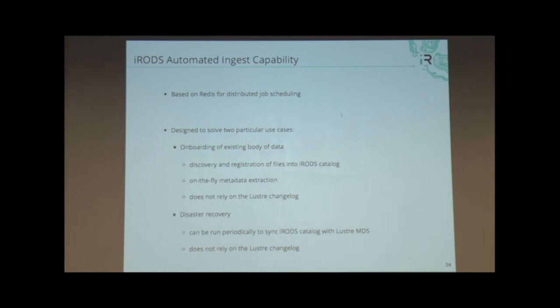And so this has two purposes. One is onboarding your existing data into iRODS, and another is disaster recovery. Let's say you're reading the changelog for your Lustre files, and something goes down, something doesn't work, you're missing changelog records because something crashed. Then you can run this automated ingest capability to synchronize your iRODS registrations with your Lustre file system.